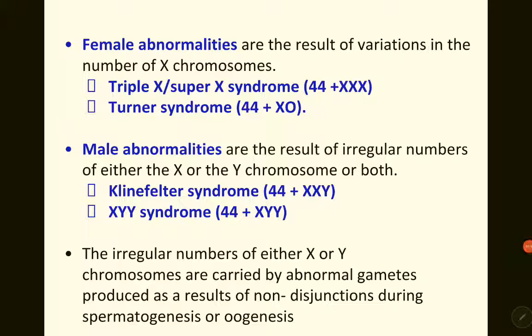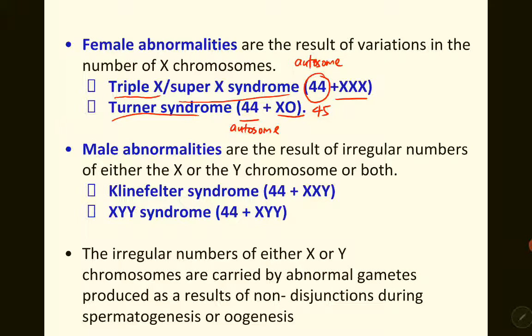For females, abnormalities are the results of variations in the number of X chromosomes. So for the patient who has non-disjunction in the sex chromosome, she has 44 autosomes, which means the autosome is normal, plus triple X. So we call it triple X or super X syndrome. Or this female has 44 autosomes plus XO instead of the normal XX. So she has 45 chromosomes, which is called Turner syndrome.